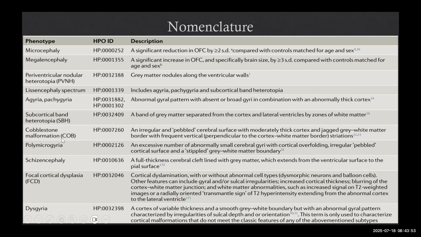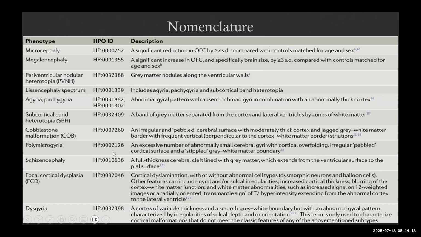Next is cobblestone malformation. As I told earlier, this is irregular pebbled cerebral surface with moderately thick cortex and jagged gray-white matter border with frequent vertical striations. This is due to over-migration. The progenitor cells over-migrate and cross the pial membrane.